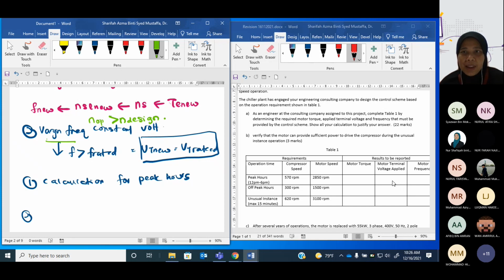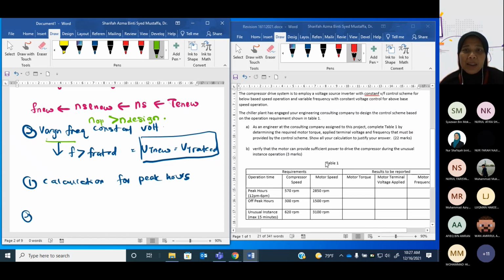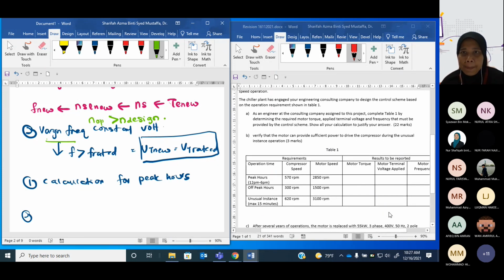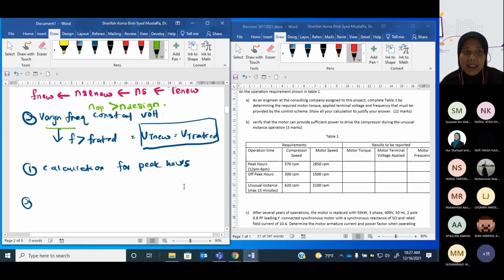Can we go up to here? Can. The most important thing is to understand the question. Then you repeat the same formula. You analyse whether it is higher or lower than the design speed, or if there is another question, than the rated speed. In this case, the rated speed is not equal to the design speed. You compare and choose whether to use constant V over F or varying frequency. Okay, then you fit all this information in the table. Alright. So can we move on to part B?